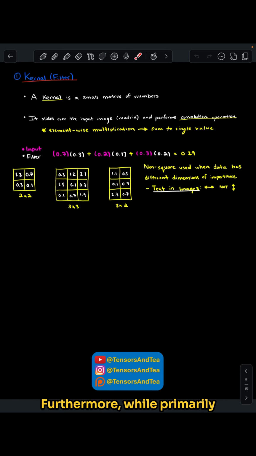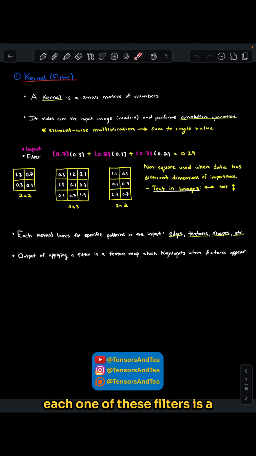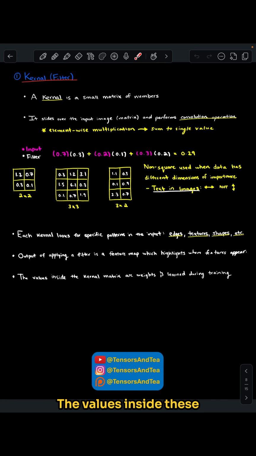Furthermore, while primarily kernels are square, they may also be non-square, where we use non-square matrices when data has different dimensions of importance. For example, text and images are more horizontal than vertical. Each kernel looks for specific patterns in the input, such as edges, textures, shapes, etc. And the output of applying each one of these filters is a feature map, which highlights when features appear. The values inside these kernel matrices are weights and learned during training.